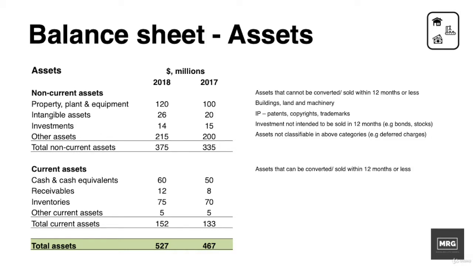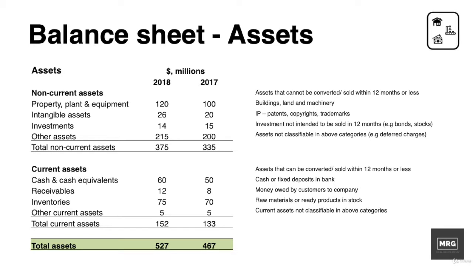For current assets, as we have mentioned, these are assets that can be converted or sold within 12 months or less. So very commonly, you would see cash and cash equivalents. So these are referring to the cash or fixed deposits that you have in the bank. Receivables, this is money owed by customers to the company. You have inventories, raw materials or ready products in stock. So the products are physically in your warehouse, there is a value there, so you have to record this as an asset. And other current assets that are not classifiable in the above categories.